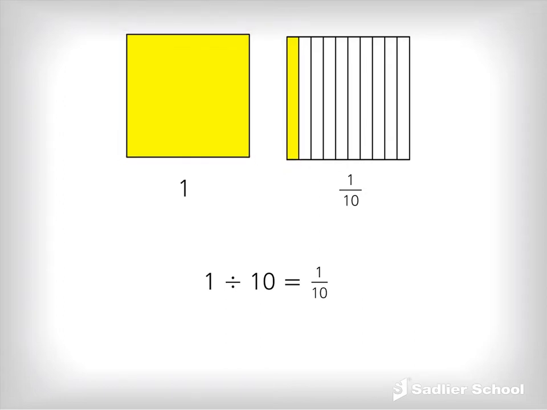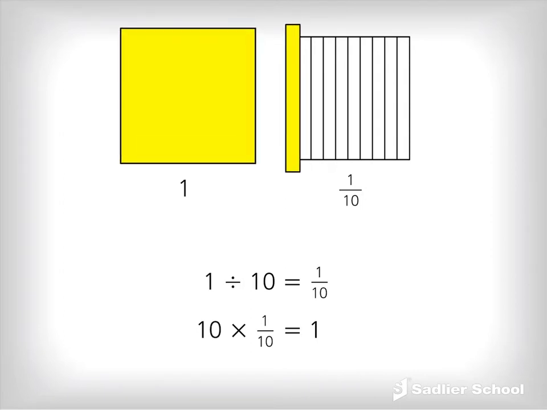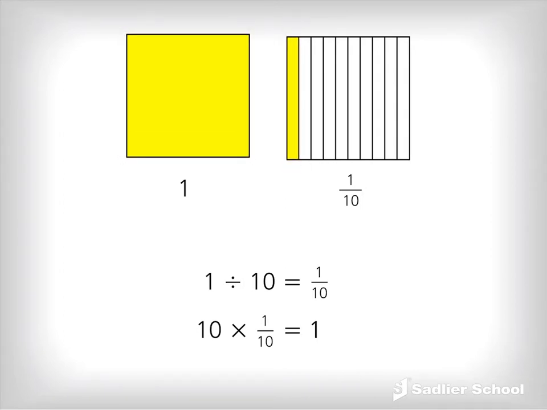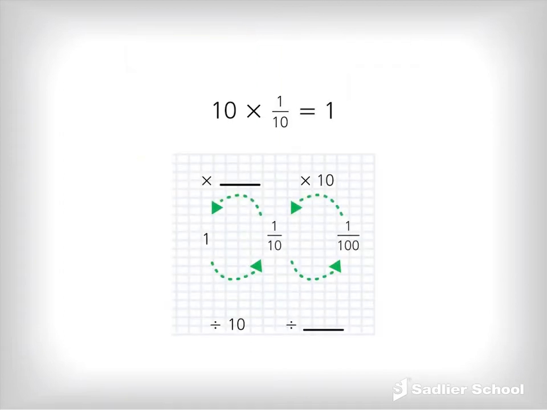Notice that the 1/10 model has 1/10 as much area shaded as the 1 model has shaded. Recall that multiplication and division are related. The multiplication equation 10 times 1/10 is equal to 1 is related to the division equation 1 divided by 10 is equal to 1/10. Observe that the 1 model has 10 times as much area shaded as the 1/10 model has shaded. Use the multiplication equation to show how 1 and 1/10 are related. 1/10 multiplied by 10 is equal to 1.